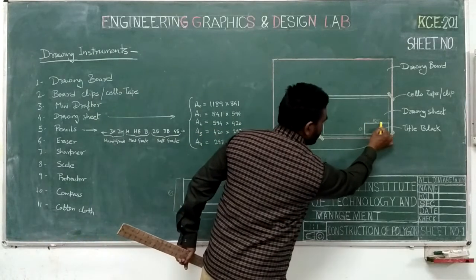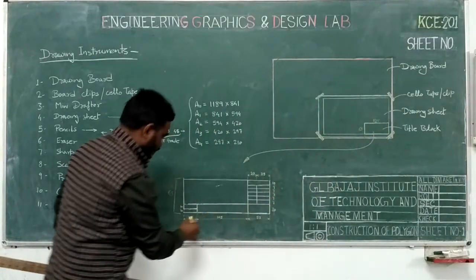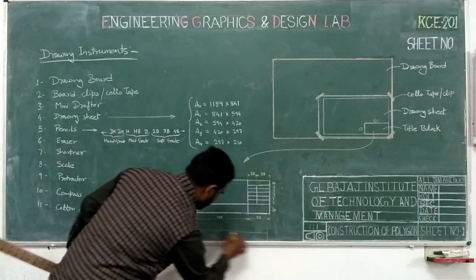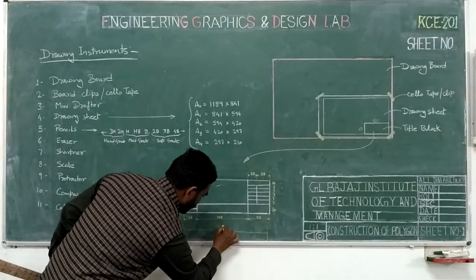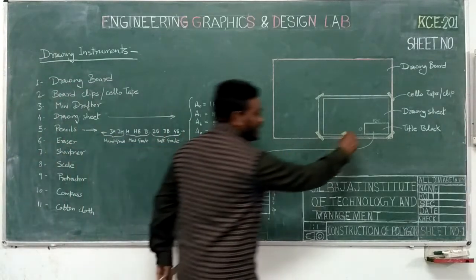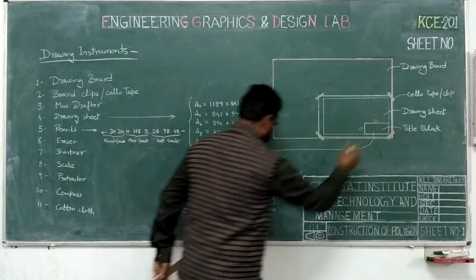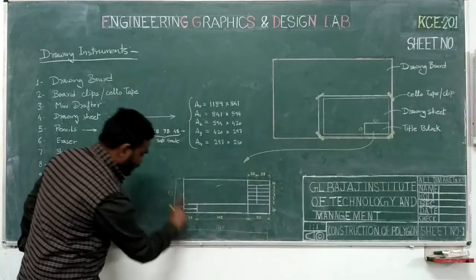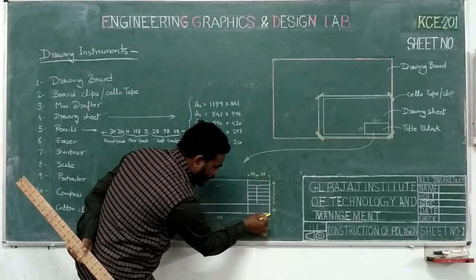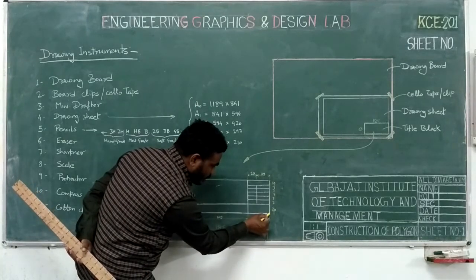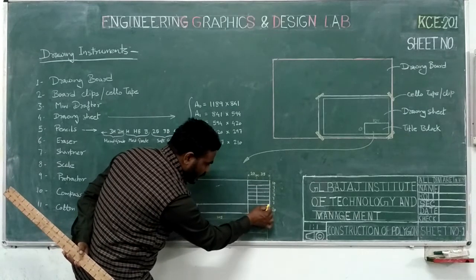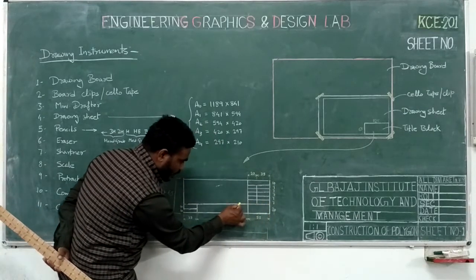This is 185 mm. This is total 185 mm. In between this 65 and 185, this is 185 and 65. What we have to do? Take 20 mm distance from the bottom line. This is the bottom line. Take 20 mm distance and draw a line.